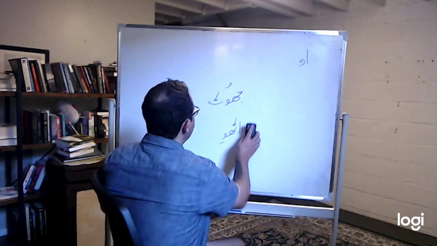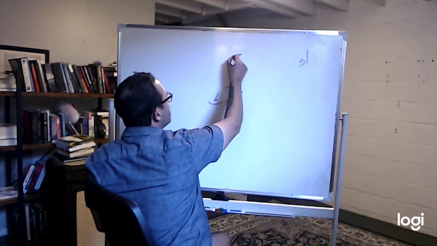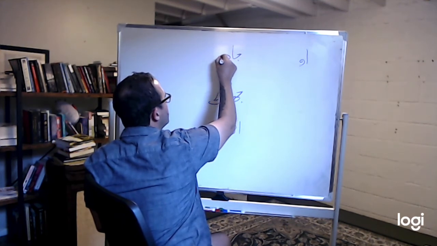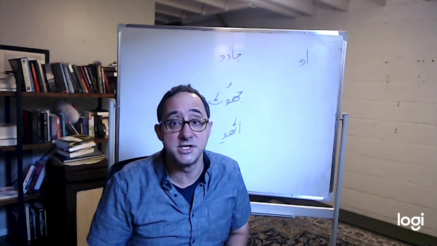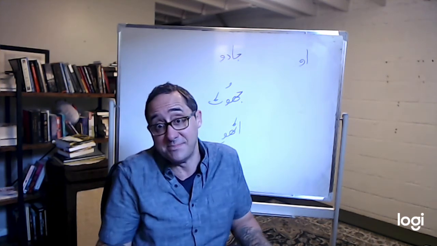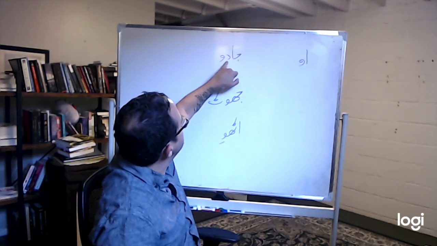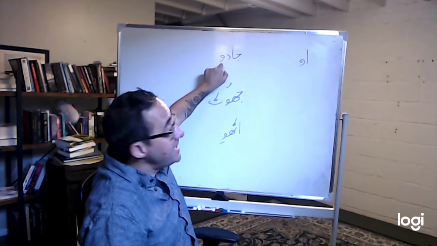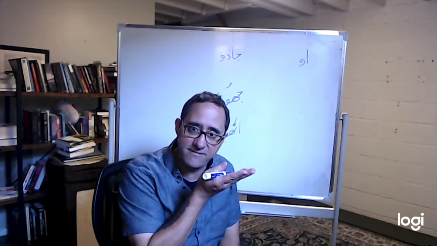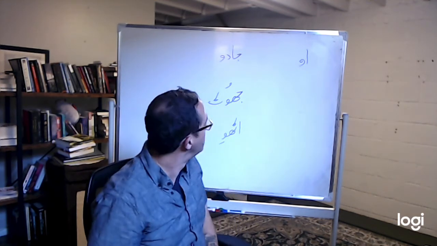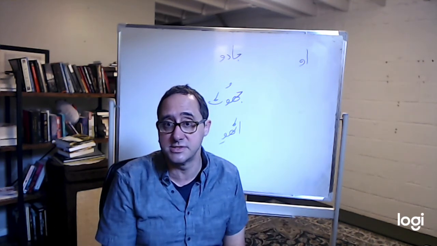Jadu, jadu. I'll do this at the top. Jadu means magic. If you've ever watched Koi Mil Gaya, Jadu is the name of the alien. It means magic. Jadu. J-A-D-U. The da and the u are not connected because the dal does not connect forward to another letter. Okay? So those are all of our examples of how to use these in words.